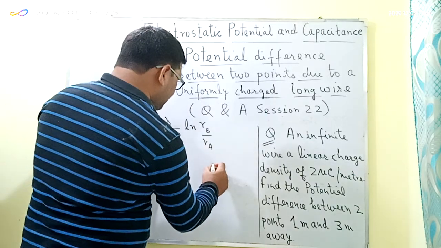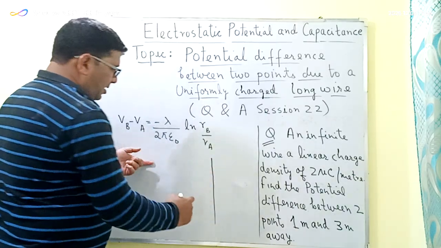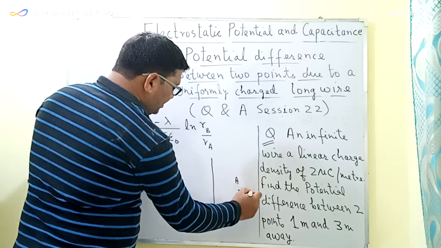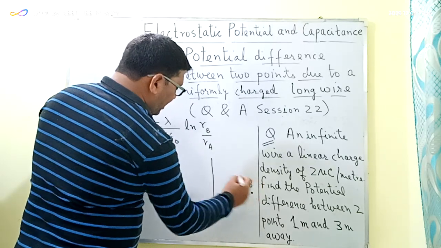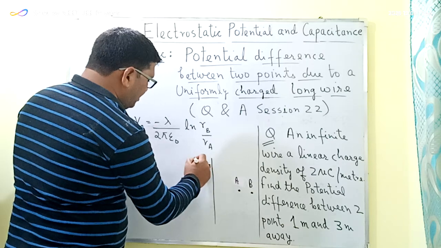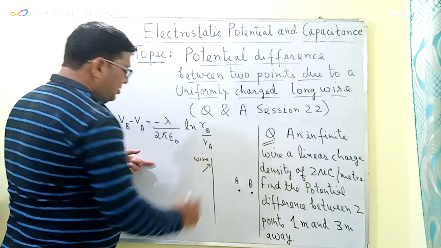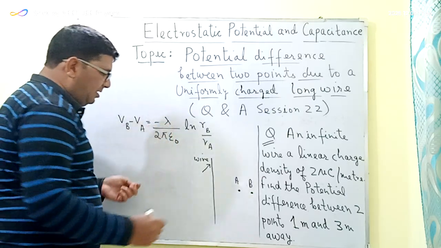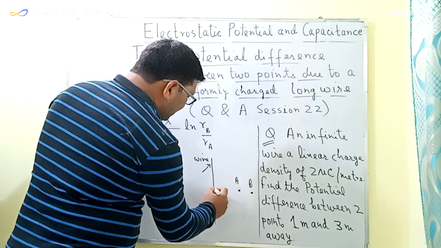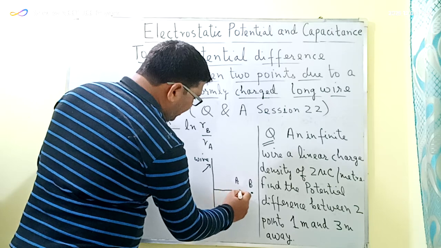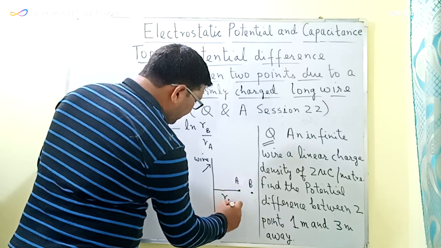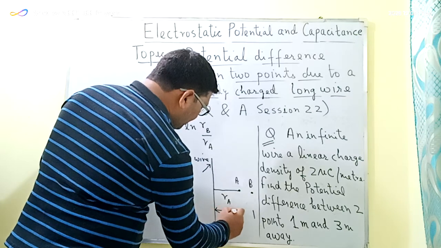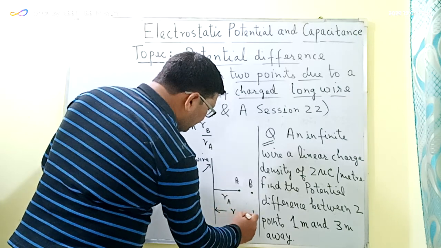So this formula is related to this figure. Let us say this is a point A and this is a point B and this is a uniformly charged wire which is having a linear charge density of lambda. Now let us consider the radial distance of this point A from this wire as RA and the radial distance of this point B from this wire is RB.